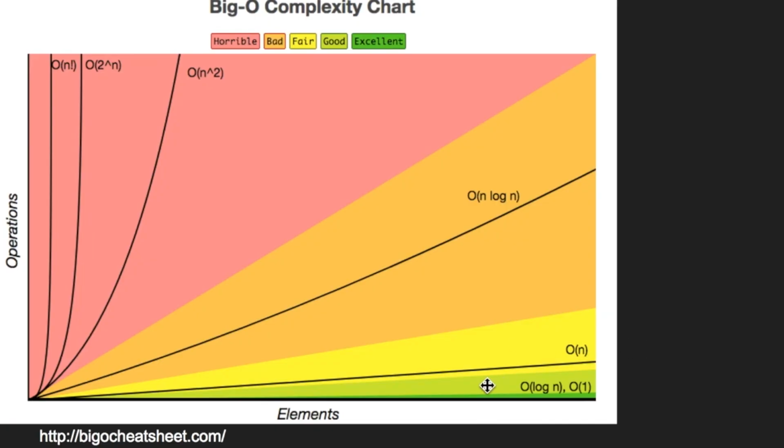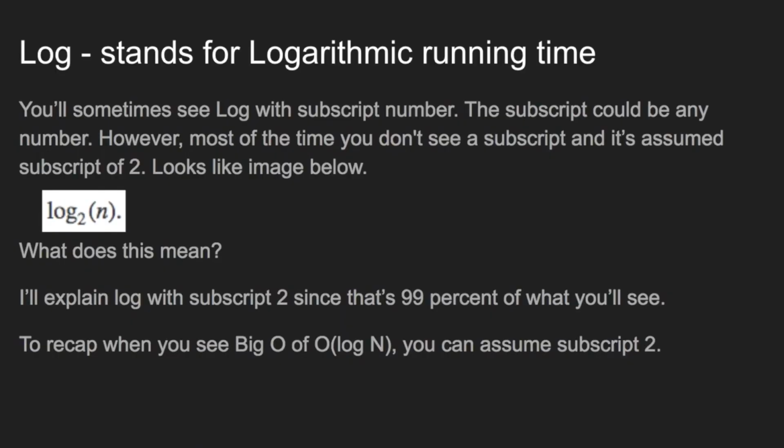All right, so now let's look at the log. So you have these two here that are log n and then n log n. This is probably the part where I see students get the most confused, and it really doesn't have to be. And then let me just describe the notation itself. So you sometimes see log with a subscript. The subscript could be any number. However, 99% of the time, the number is 2. And if you don't see a subscript, it's assumed to be 2. And if you do have a subscript, it'll look like this, log 2 and then n.